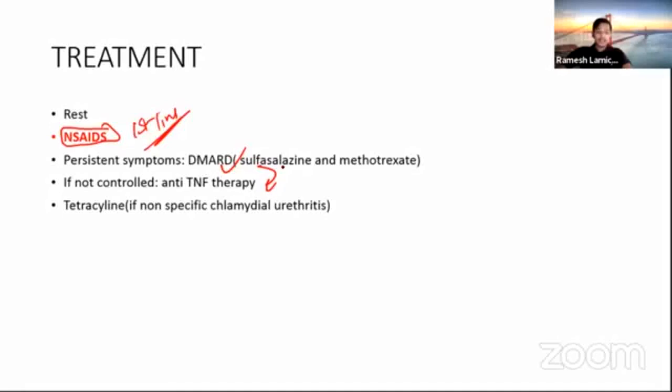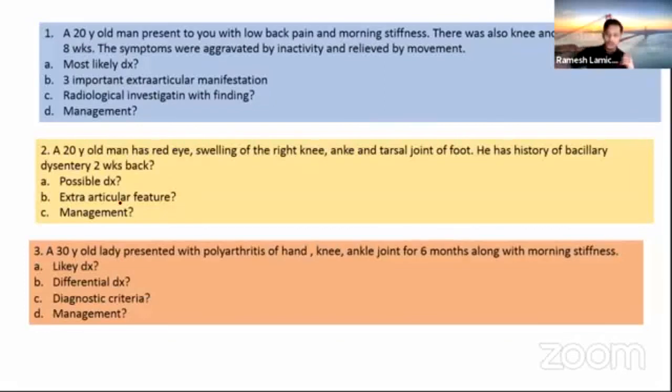And there have been studies showing that tetracycline is effective in the case of non-specific chlamydial urethritis. So if it is chlamydial, a short-term course of tetracycline is shown to be effective. Now, if you know the answer, you can write in the chat section. What is the diagnosis, if you can diagnose these cases? A 20-year-old man presents to you with low back pain and morning stiffness.